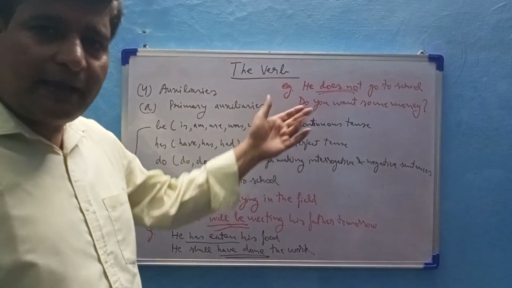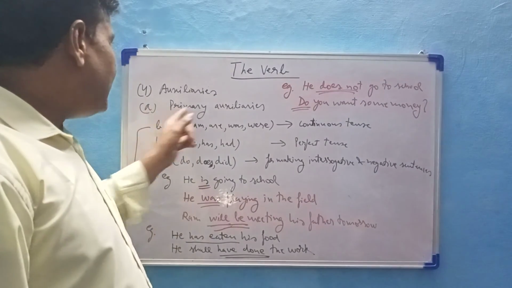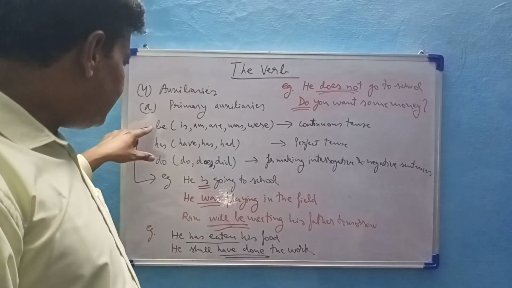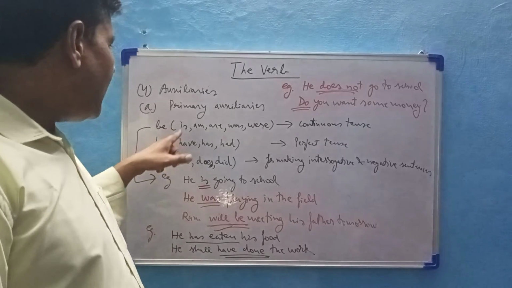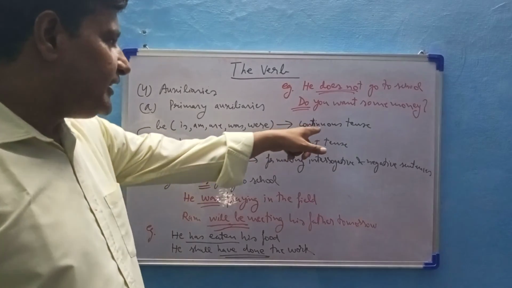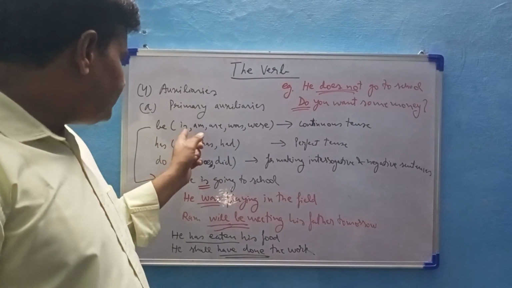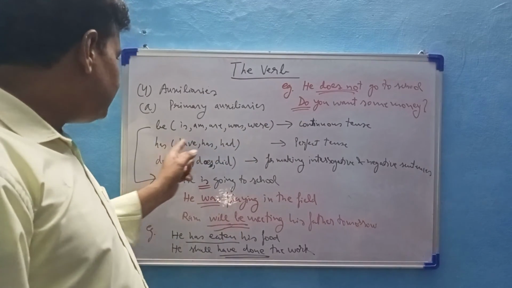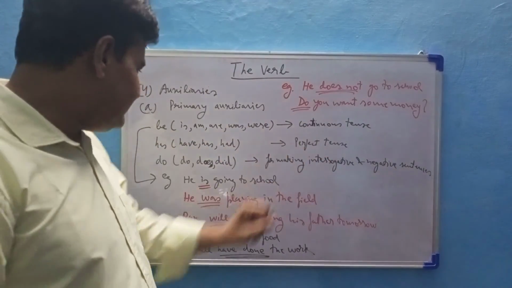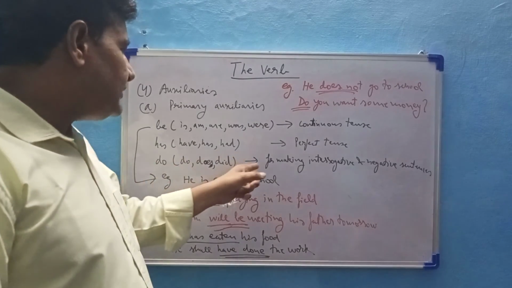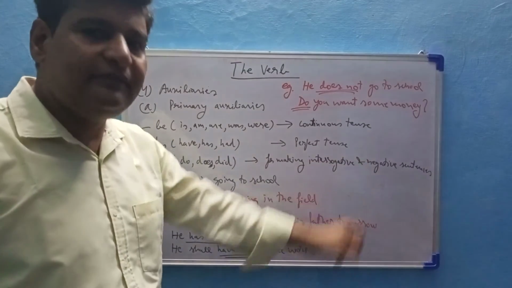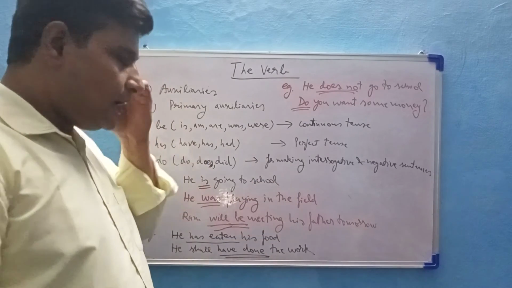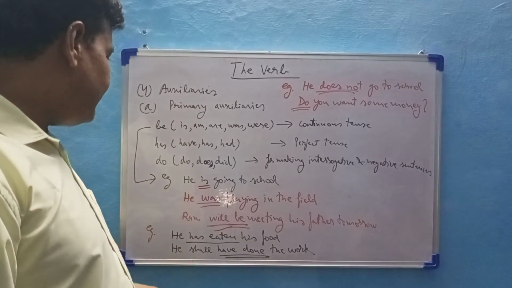Now let's have a recap. Primary auxiliaries are basically be, has, do. The forms of be are used for making the continuous tense. Forms of has are used for making perfect tense, and forms of do are used for making interrogative and negative sentences in different tenses. These are the examples.